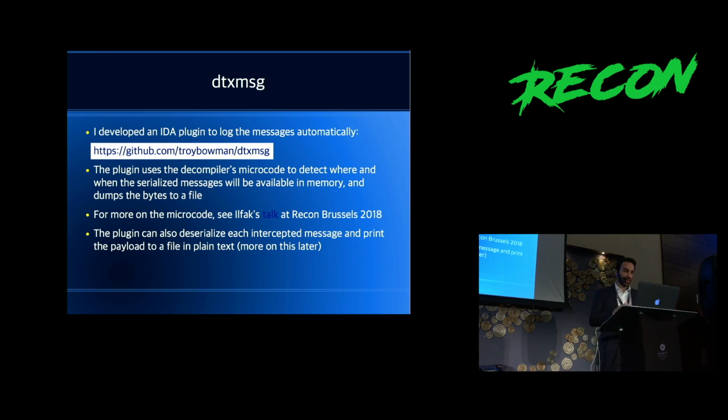And the plugin uses the decompiler's microcode to detect when and where serialized data is available in memory and dumps the bytes to a file. If you're curious about the microcode, Ilfak did a nice talk about it earlier this year at Recon Brussels. So if this plugin interests you, you might want to check that out as well. It turns out the microcode is super useful for analyzing Objective-C, and we're taking advantage of that here. The plugin can also deserialize each intercepted message and print the results to a file in plain text. We'll cover more on that later, but for now, let's just log the raw data.